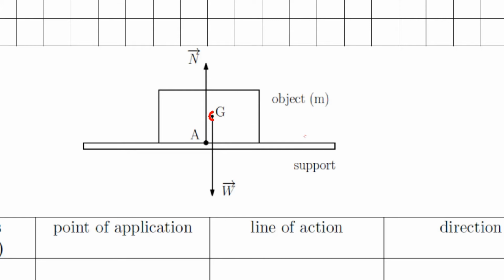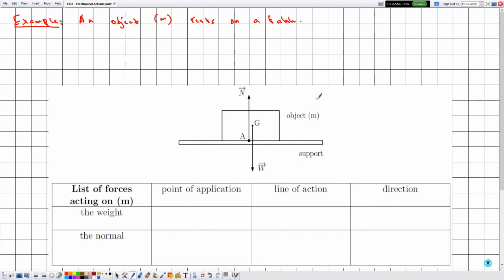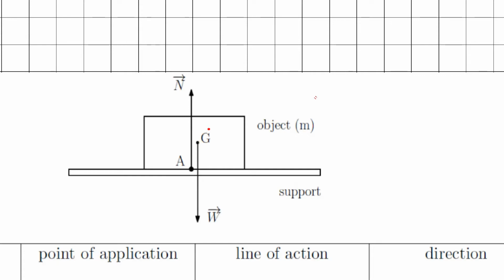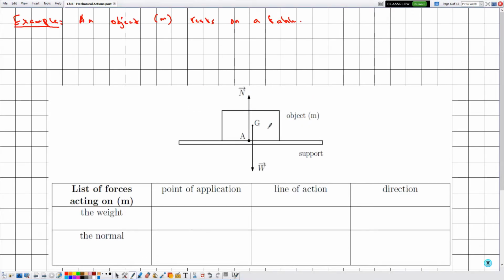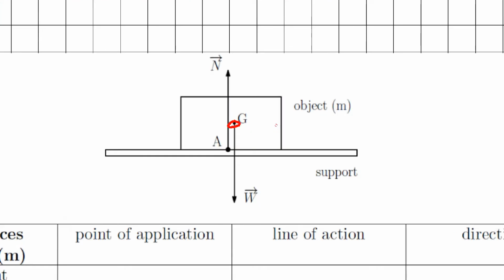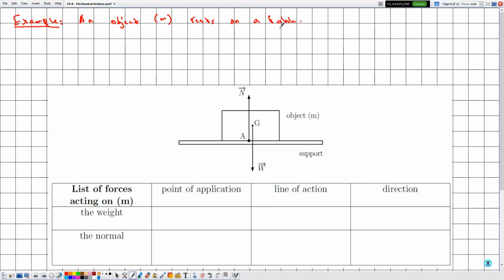So G is the center of gravity of the object M, and A is the point of contact between the object M and the support. Because the solid has a mass, because it has a center of gravity, it will be directly subjected to the weight, and because there is a support, something in contact with the object, there is directly a normal reaction.